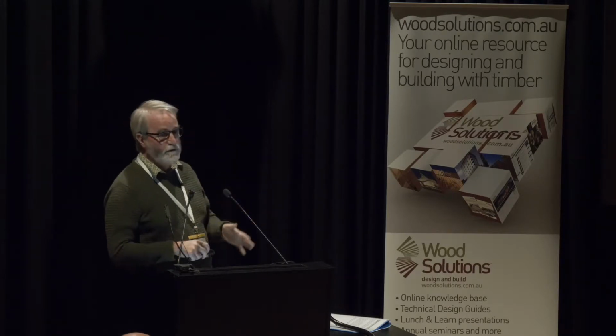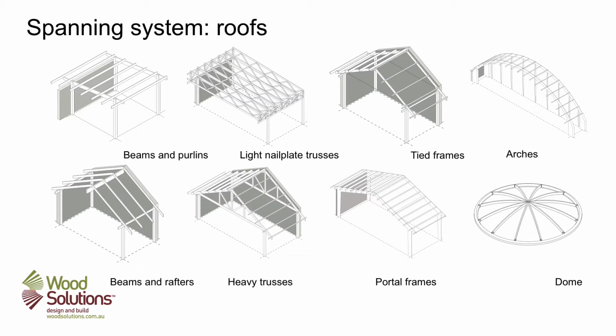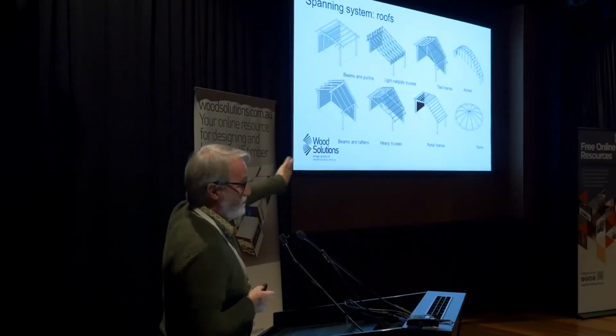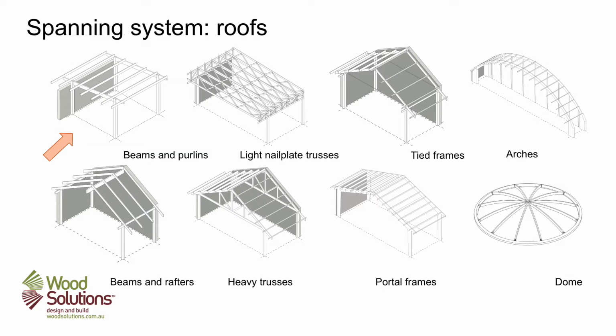If we're looking then at roof systems, there's a whole range of different roof systems that are available, and we can characterise those. So we have beams and purlins, beams and rafters, which is a slightly different arrangement. We've got light nail plate trusses, heavy trusses, tied frames, portal frames, arches and domes. The end two are probably much rarer than the ones at this end. And we can say in our job, we're going to look at this one. We're going to take the simplest one, which is beams and purlins. We're going to have a primary beam. We're going to run purlins straight across.